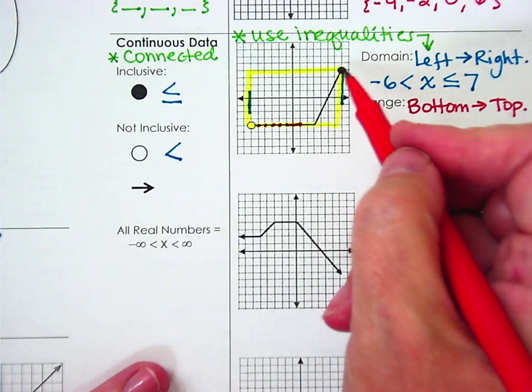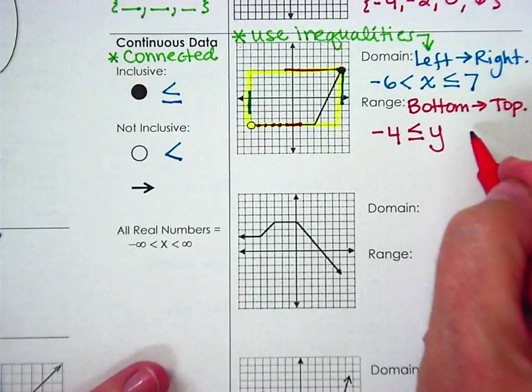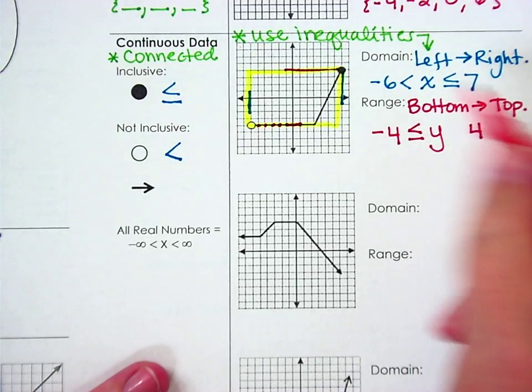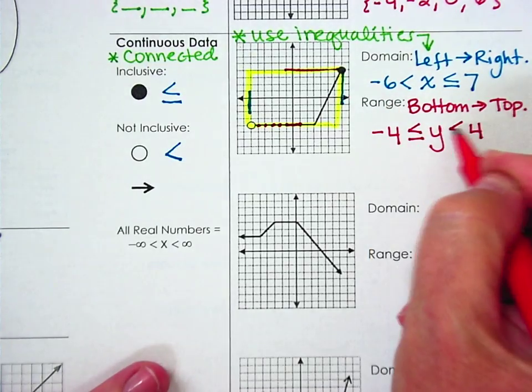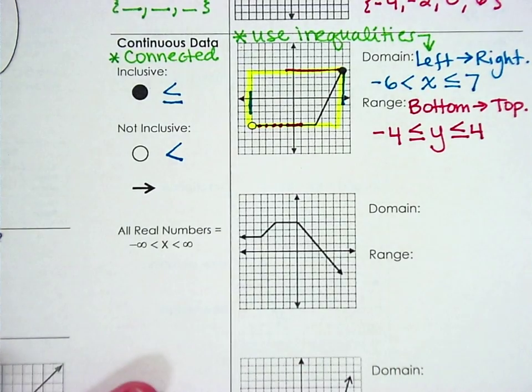Then we're going to move to the very top. I see here this line, the end point up here, goes all the way up to +4. And it is a solid circle again, so it's less than or equal to +4. And there's your domain and range.